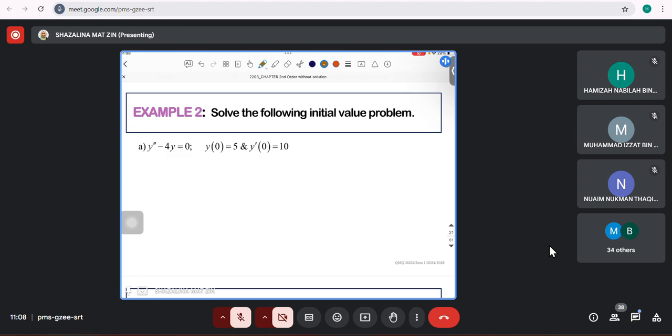Okay, sebelum saya proceed nak explain how to apply the condition, boleh tak tolong saya buat untuk example 2 ni? Step number 1, 2, 3 and 4. Sampai 4 saja. Step number 4. Boleh buat sekarang?